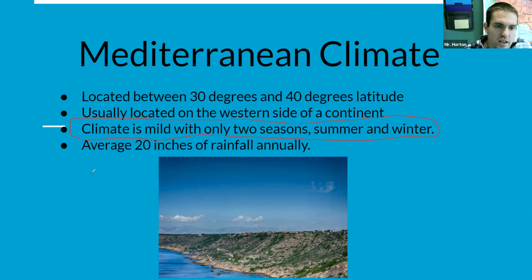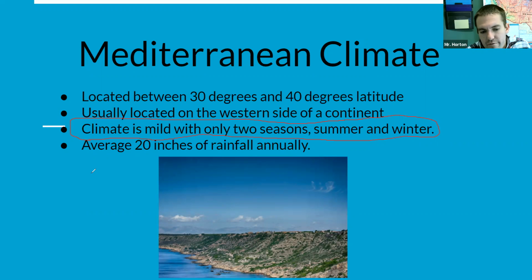This climate usually has only 2 seasons, summer and winter. So the temperature stays around the same throughout the entire year. In the summertime, they get up to maybe 90 degrees, not extremely hot, but still pretty warm. And then in the wintertime, they get around 50 to 60 degrees. So it stays within about 30 degrees, depending on the season.